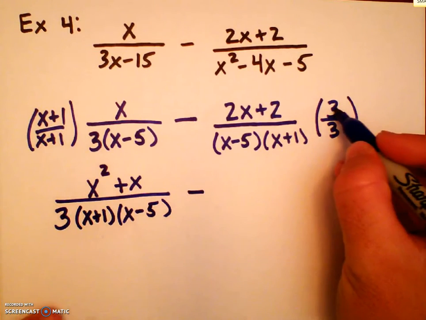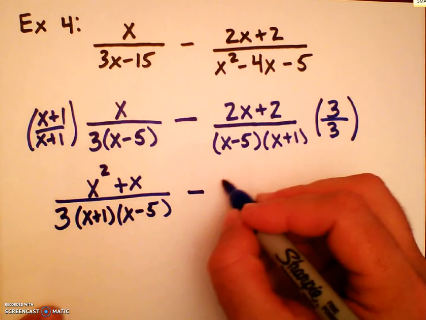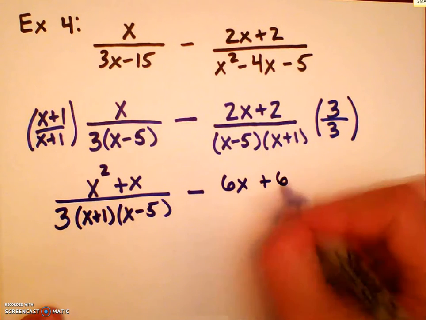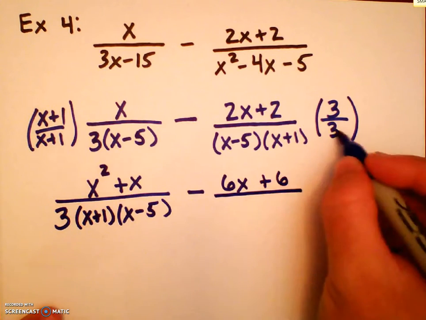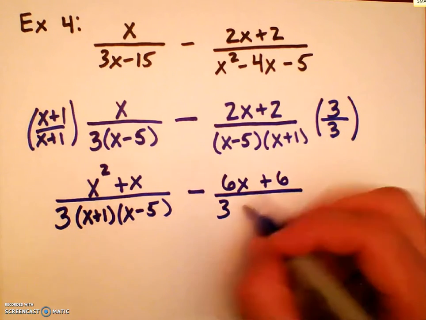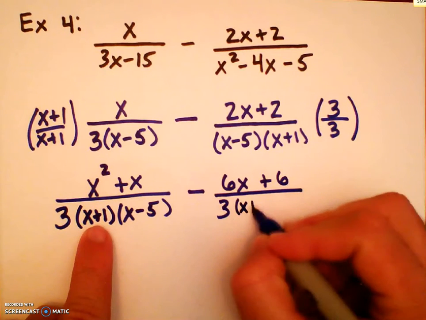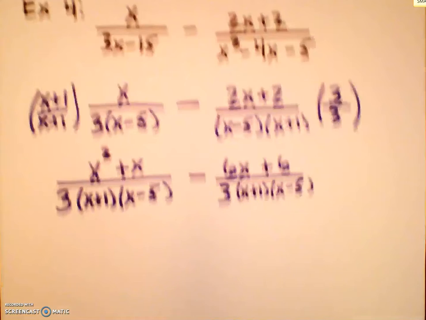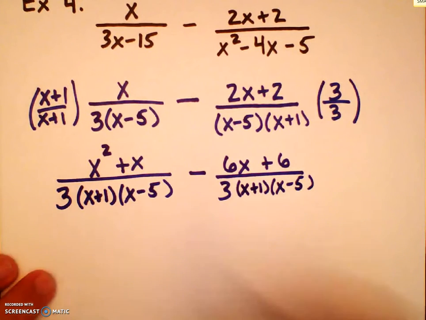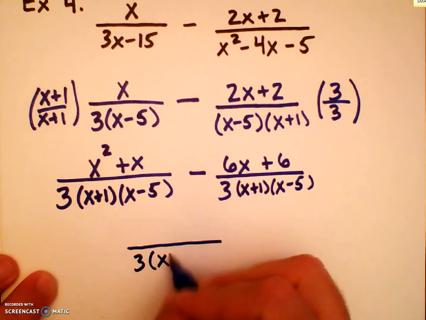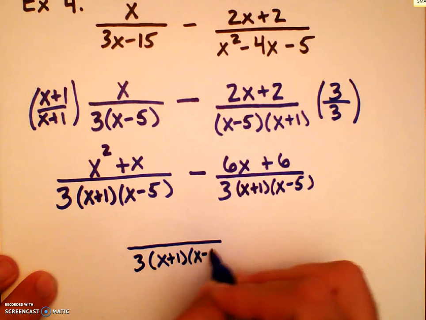Minus 3 times 2x is 6x. 3 times 2 is 6. Over, and it should be the same thing. 3, yeah, it makes no difference. Even though this is x minus 5, x plus 1, it really makes no difference. I'm going to put them in the same order I have here, so they look the same. Now that we know they have common denominators, we're going to put our next step over that common denominator, and we're going to try to get this down to one fraction.